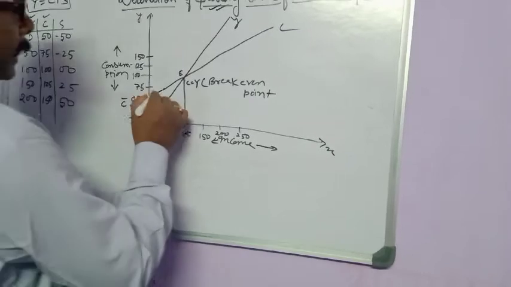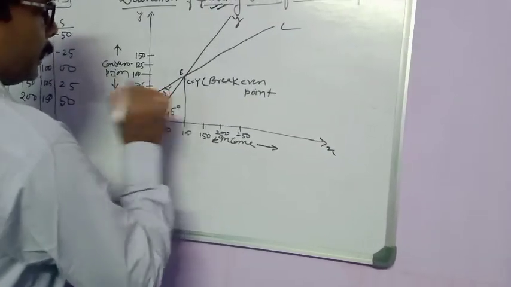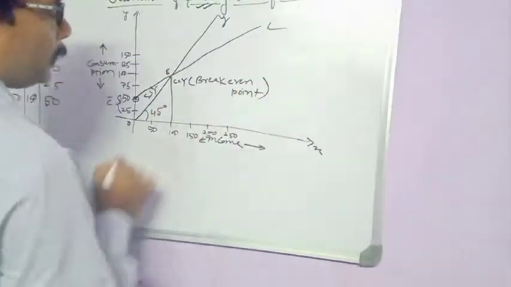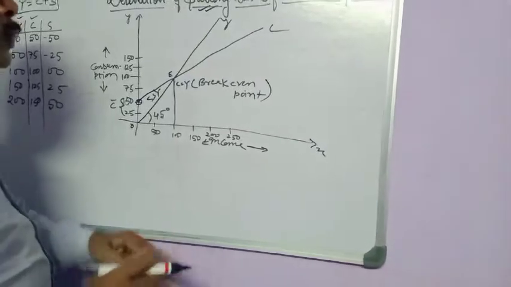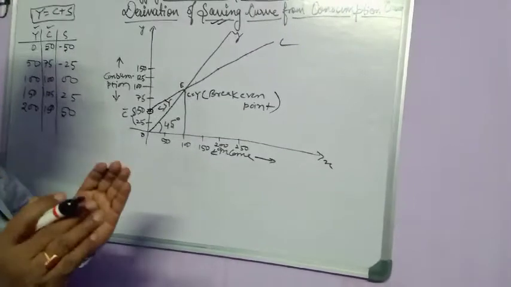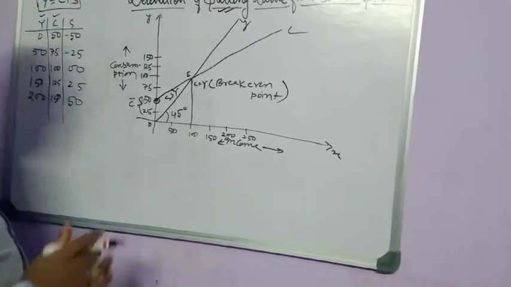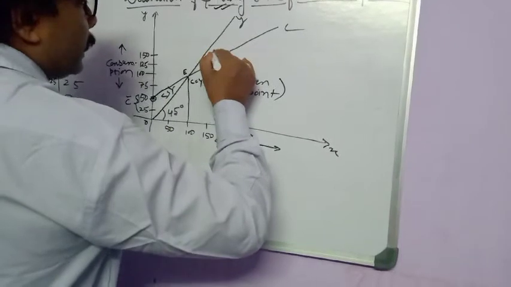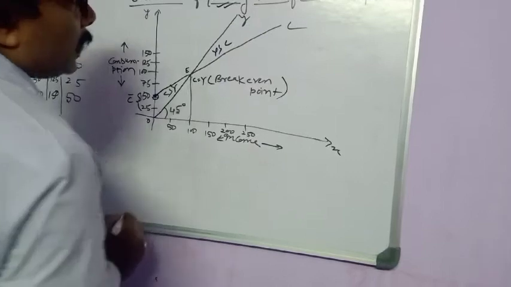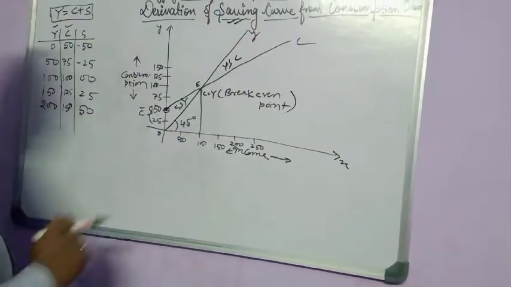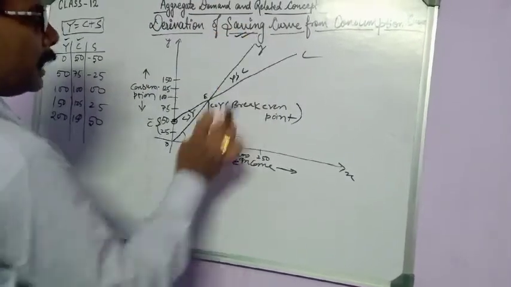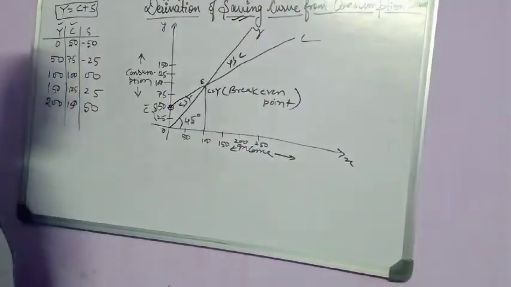So here C is greater than Y, and at this point C is equal to Y. After the break-even point, the consumer is not willing to spend the whole income on consumption. They want to save a particular part of their income, and that's why Y is greater than C. So the income line goes above and the consumption line is below. Now we have to derive the saving curve with the help of this consumption curve.